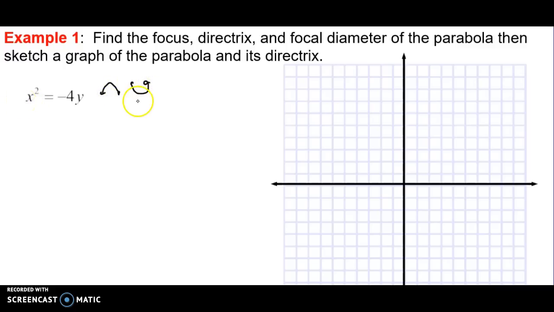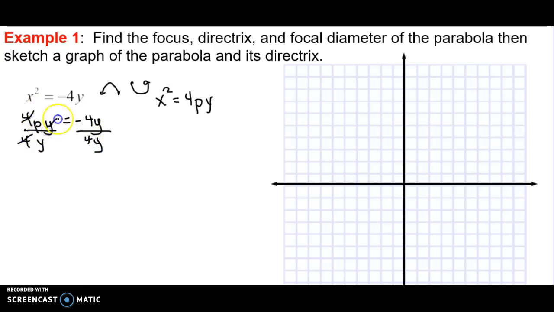So I'm also going to list out what the formula says. It says x squared equals 4py. So at this moment, I know that I am looking to substitute for x squared. So x squared is now going to become 4py equals negative 4y. My goal here is to solve for p first. So if I'm solving for p, I'm going to go ahead and divide both sides by 4y.